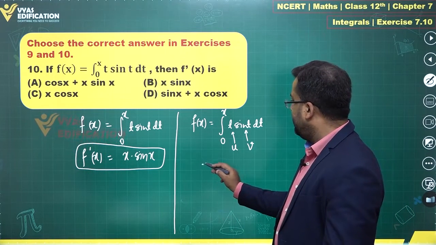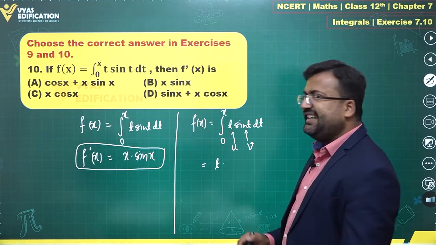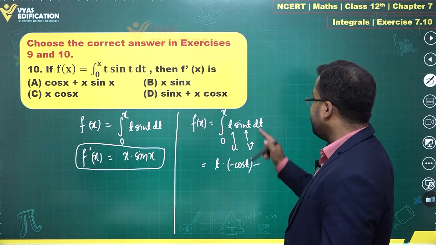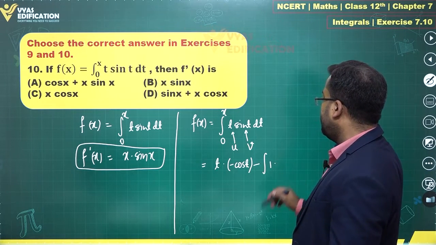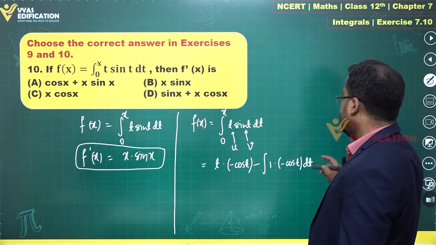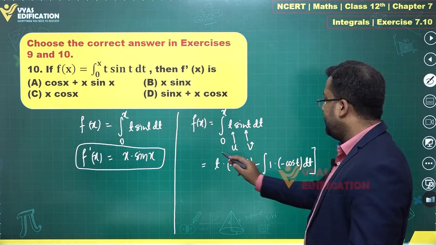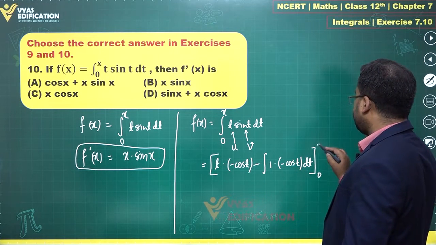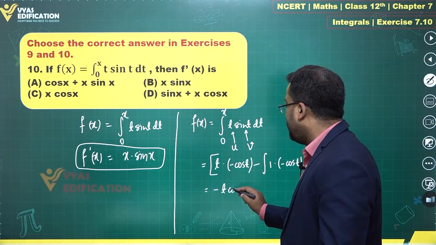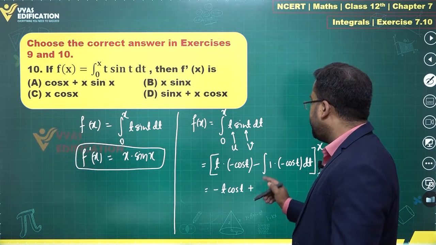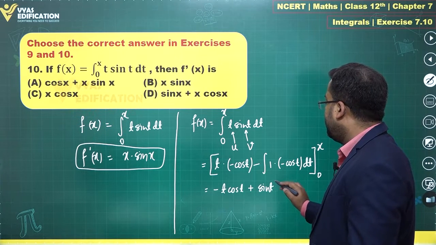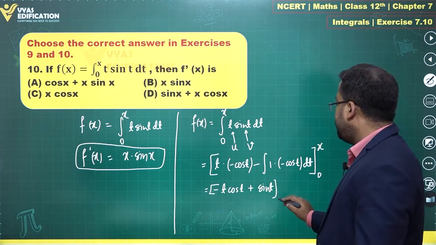First function t times the integral of sin t, which is minus cos t, minus the derivative of t, which is 1, times the integral of sin t, which is minus cos t, dt. This is what you will get. And yes, the limits of integration from 0 to x will be applied. But before that, let's integrate this as well. This is minus t cos t, minus of minus becomes plus, the integral of cos t, what is that? Sin t. Now apply the limits from 0 to x.